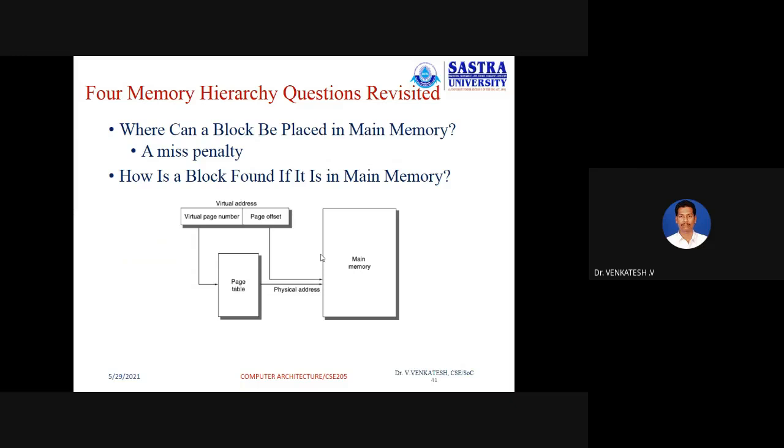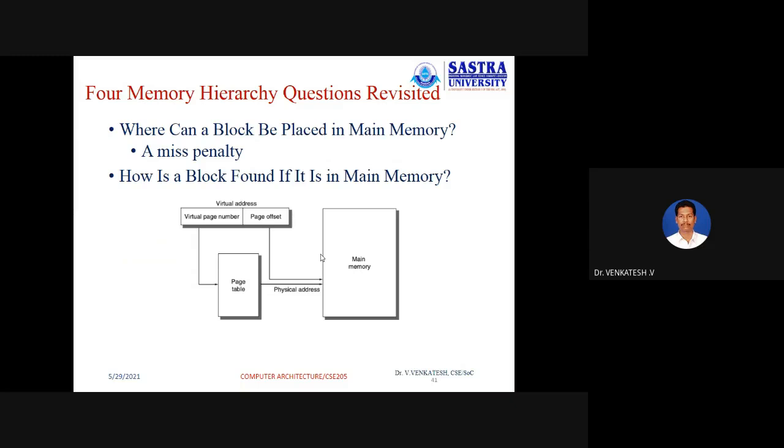Where can a block be placed in a main memory? For example, we can place it in virtual memory. So where can it be placed in memory? There will be something called a miss penalty. For example, if it is not available, automatically a miss penalty occurs, and we have to do the translation.